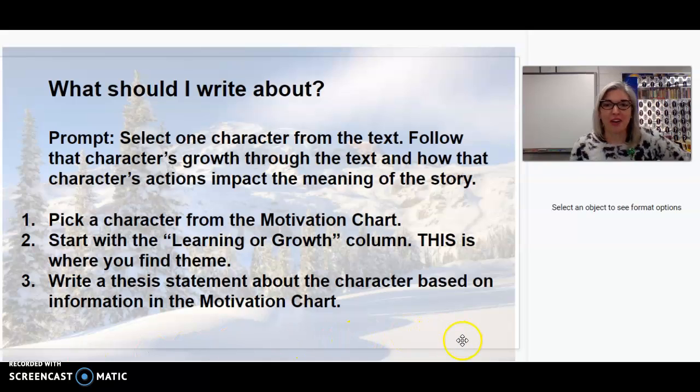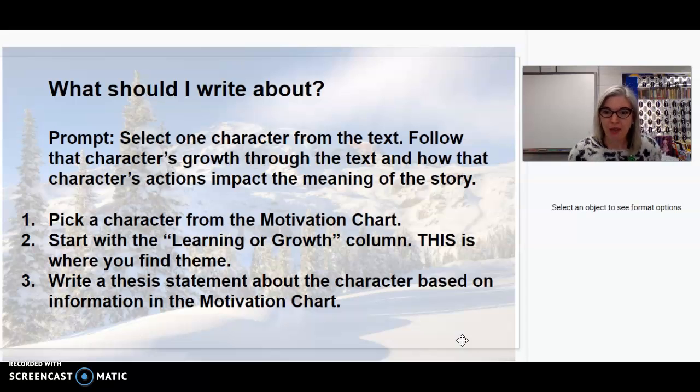Hi everyone. I thought it would be helpful if I did a review of the slideshow that we went over in class today talking about thesis statements. So what should I write about? You're getting ready to write your literary analysis about The Great Gatsby.